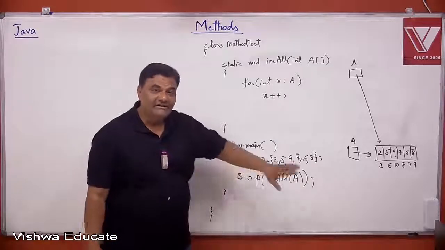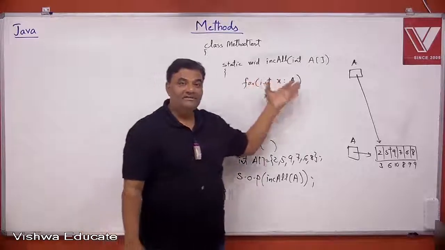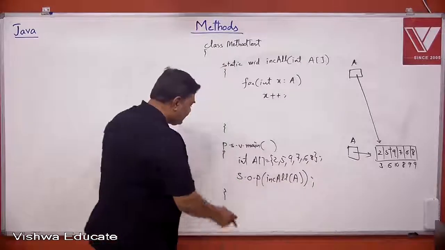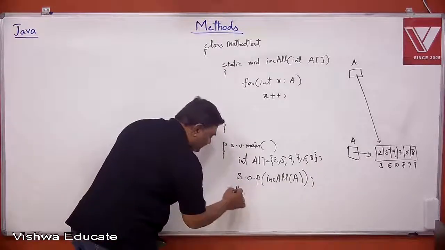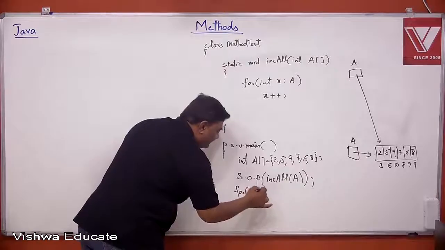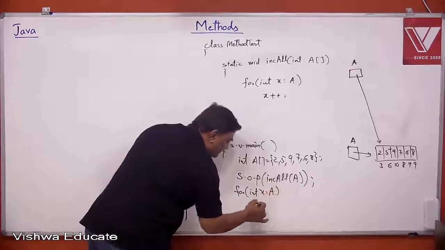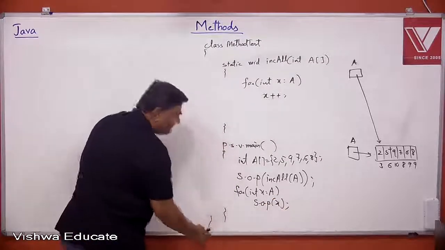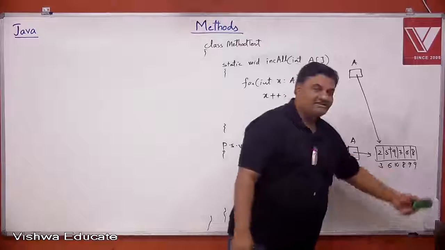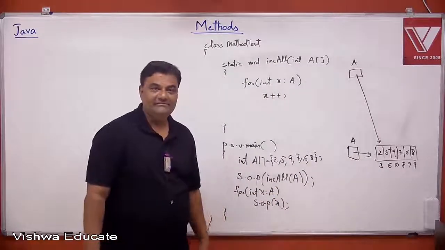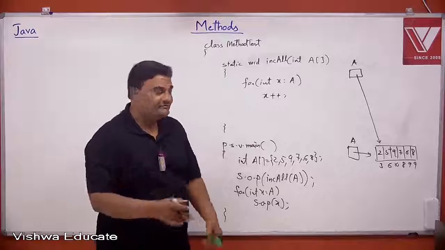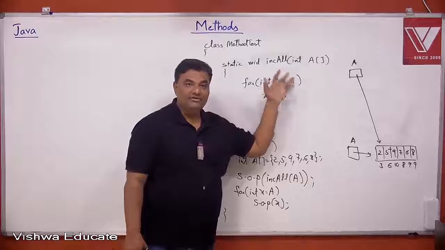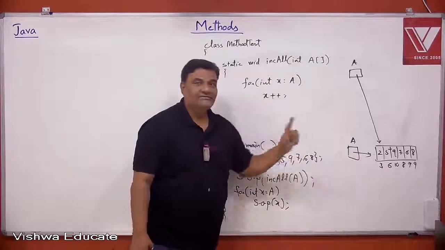So this is the point. When an object is sent as a parameter and if the method is modifying the object, then the actual object will be modified. And here inside the main method, if you display for int x belongs to a, system.out.println x, then what values do you get? 3, 6, 10, 8, 7, 9. These are the values you will get. So I'll repeat the point once again. If an object is passed as a parameter and the method is modifying the object, then the actual object will be modified.